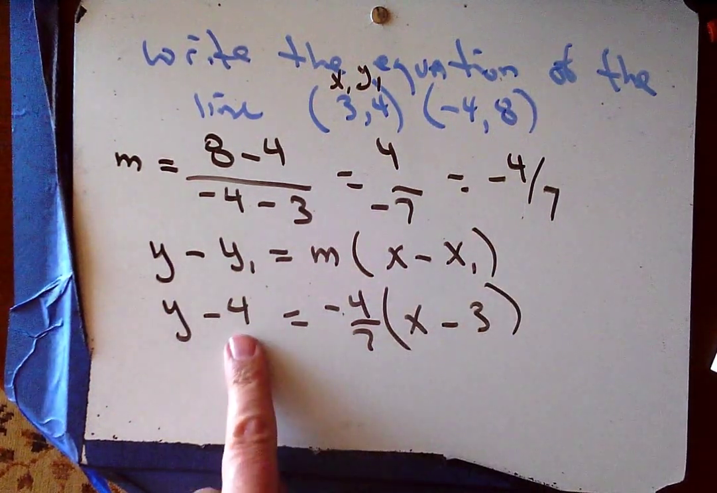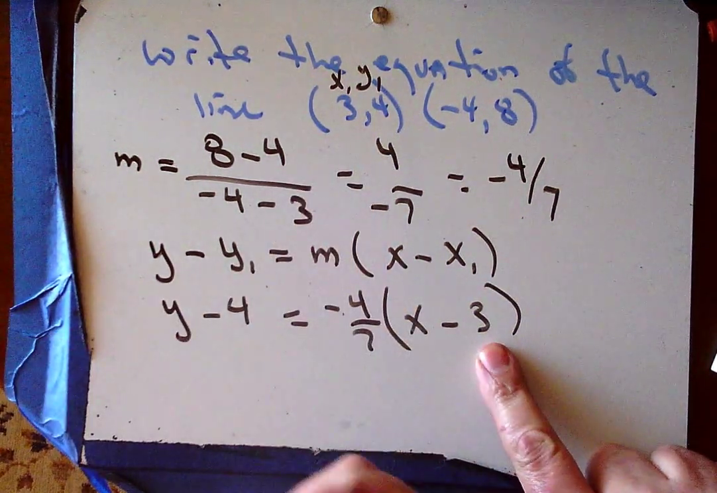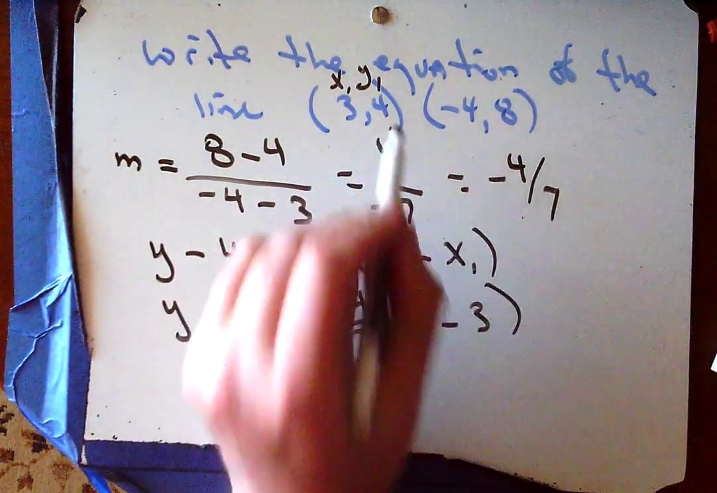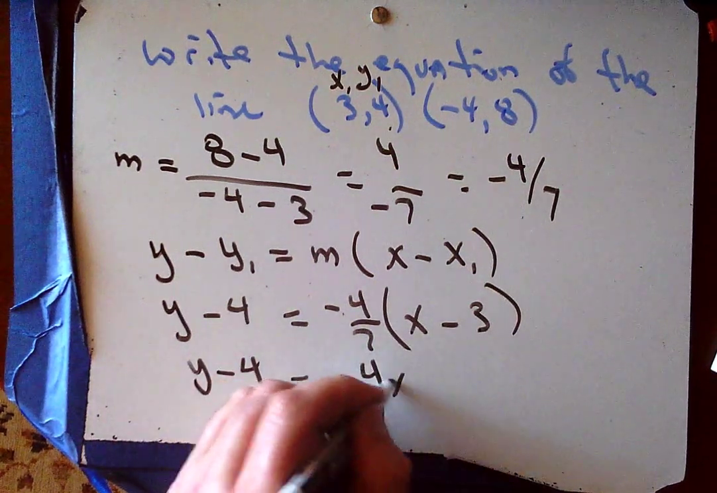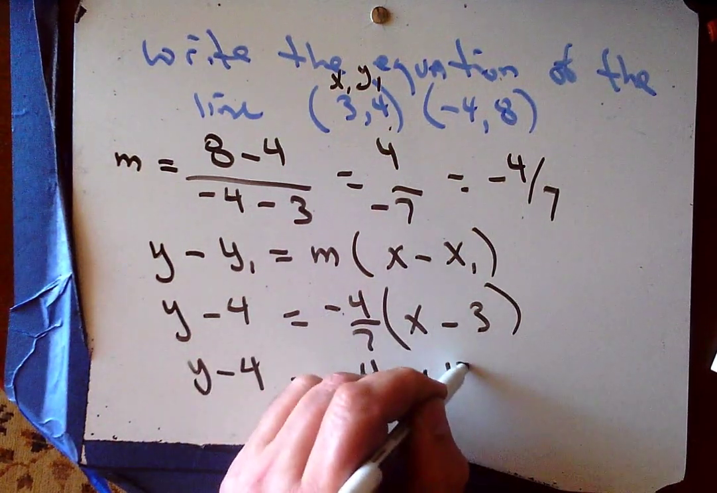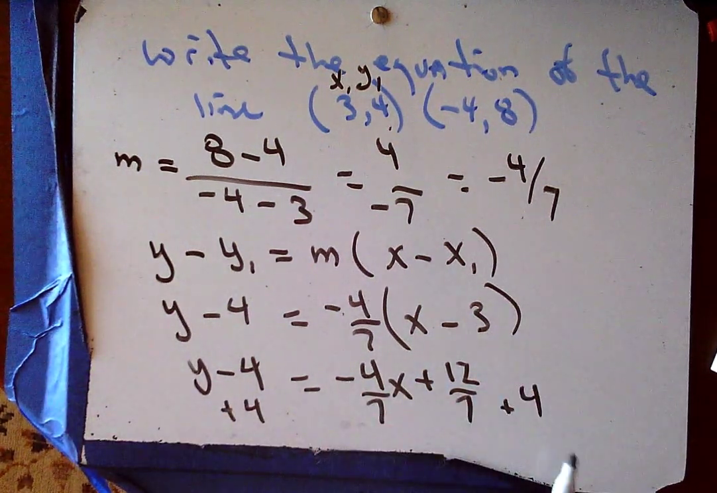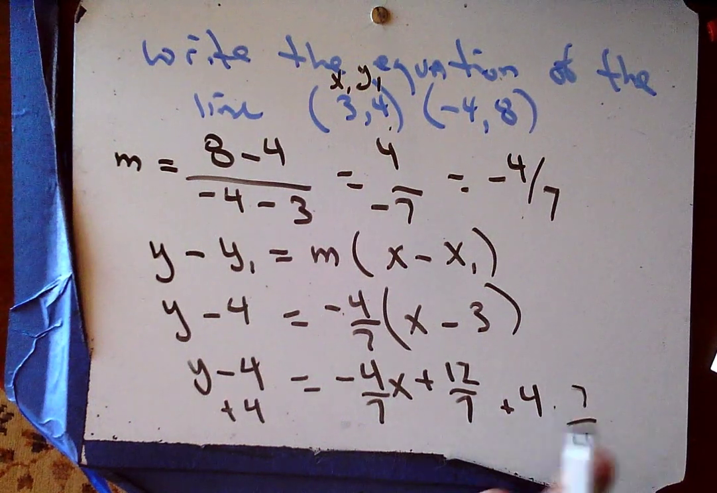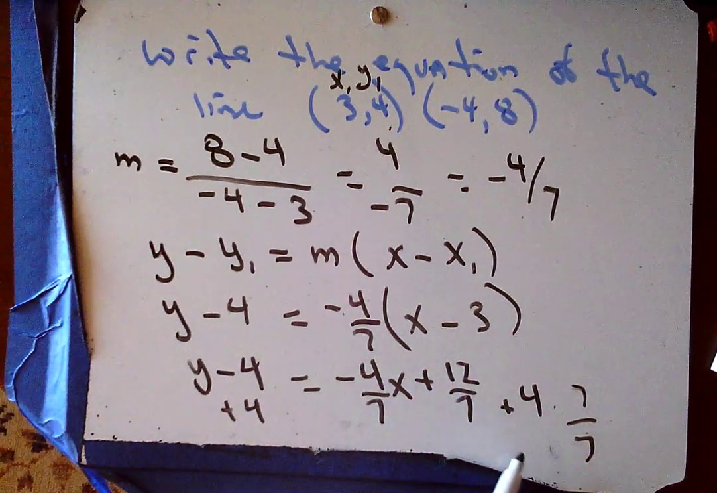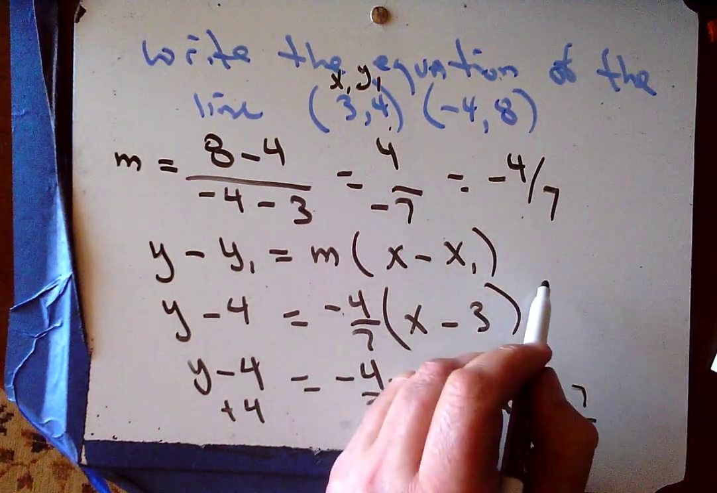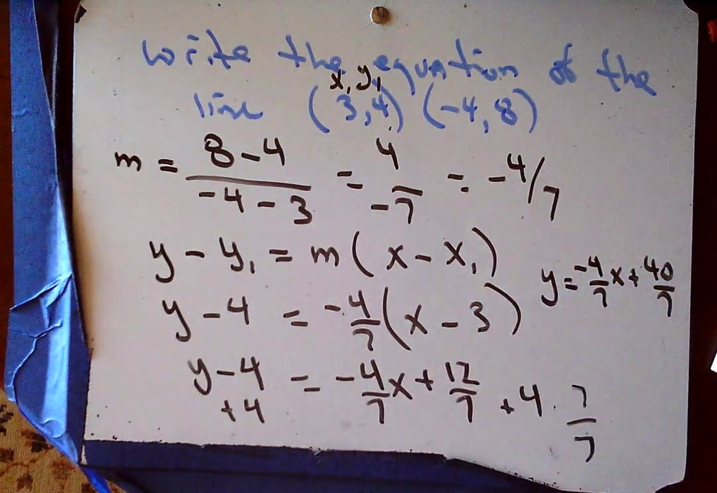A common mistake is people put a 3 there and a 4 there because the 3 came first as they read across. No, these are y values. I need that y value. Okay, so y minus 4 equals -4 sevenths x. Negative times negative is plus 12 sevenths. And then I think I'll add 4 to both sides. How many sevenths is that? That is 28 sevenths plus 12 sevenths is going to be 40 sevenths. So y equals -4 sevenths x plus 40 over 7.